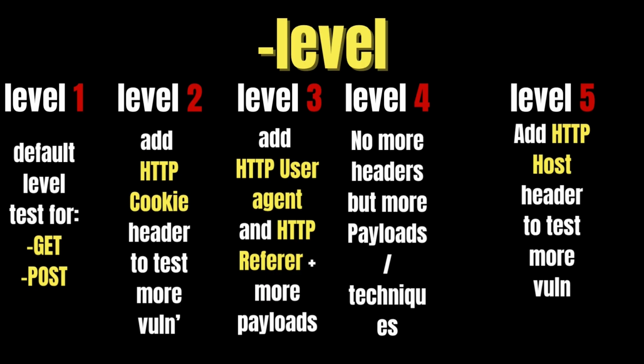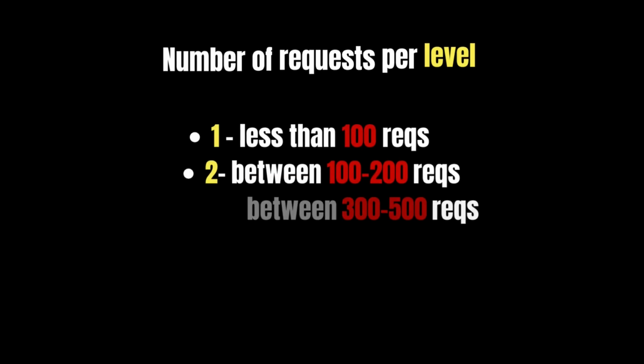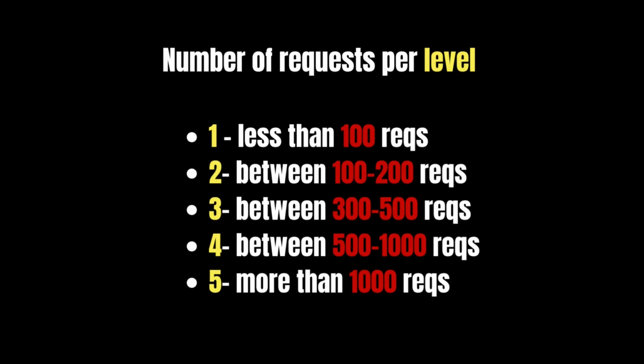Level 1 only checks GET and POST parameters. Level 2 will add cookies. Level 3 will include headers like referer and user agent. Level 4 will try more aggressive payloads, and level 5 even targets the host header itself. The higher the level, the more payloads are tested, from about 100 at level 1 to more than 1,000 at level 5. It takes longer, it is more intrusive, but it will increase your chance of finding hidden vulnerabilities.